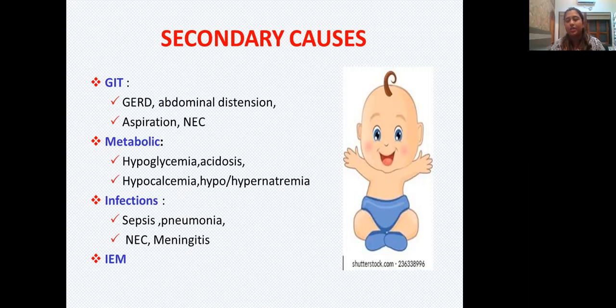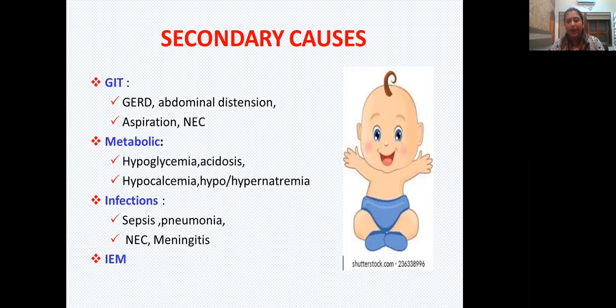Then metabolic causes, the most common is going to be hypoglycemia. And apart from that, it could be acidosis, hypocalcemia, hypo or hypernatremia. So whenever we are evaluating a baby for apnea, we have to keep in mind these metabolic derangements. Then next, it could be because of infections.